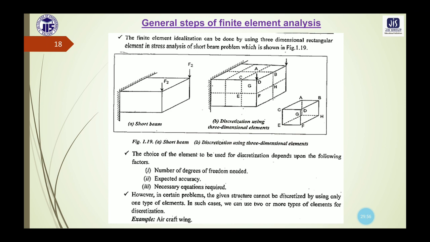Next, the choice of the element to be used for discretization depends upon the following factors: the number of degrees of freedom needed, expected accuracy, and the necessary equations required. However, in certain problems, the given structure cannot be discretized by using only one type of element. In such cases, two or more types of elements need to be used for discretization, like in an aircraft wing.